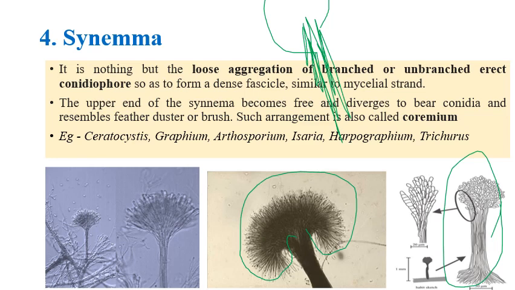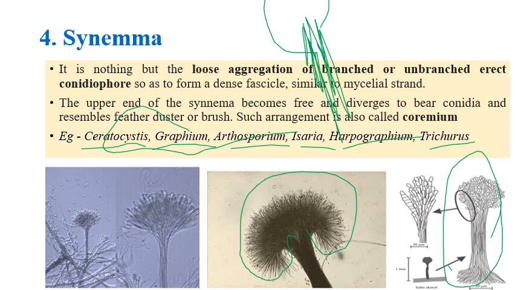Such kind of arrangement we can also call coremium. So the new point is synnemata is otherwise called coremium, because this aggregation of branched and unbranched conidiophores, or feather-like structures, is generally called coremium. Ceratocystis is the best example, and Graphium, Stysanus, Isaria, Harpographium and Trichurus are all different kinds of fungi that can produce synnema or synnemata as an asexual fruiting body. Just remember two things: Ceratocystis and Graphium are the two best examples.